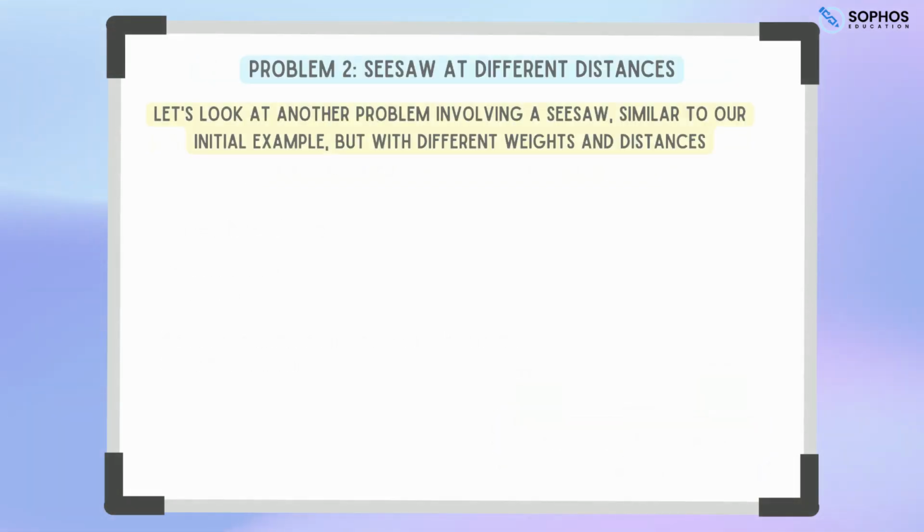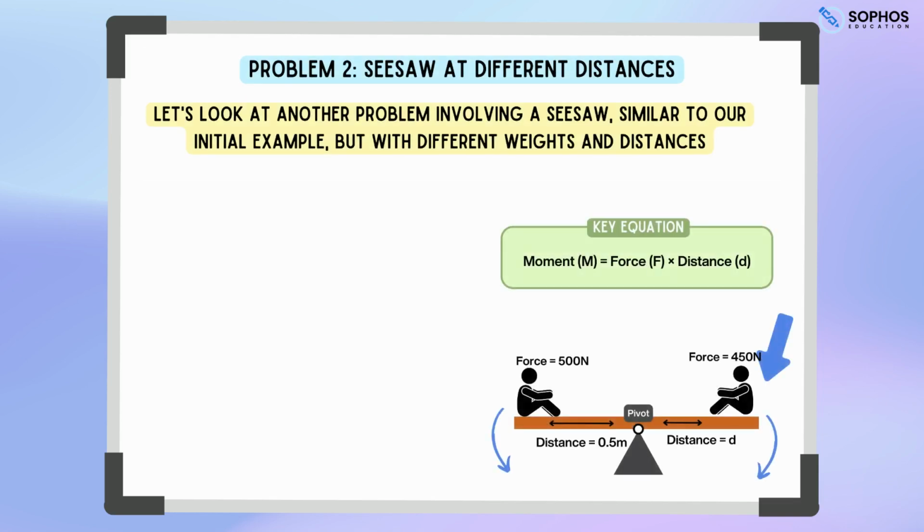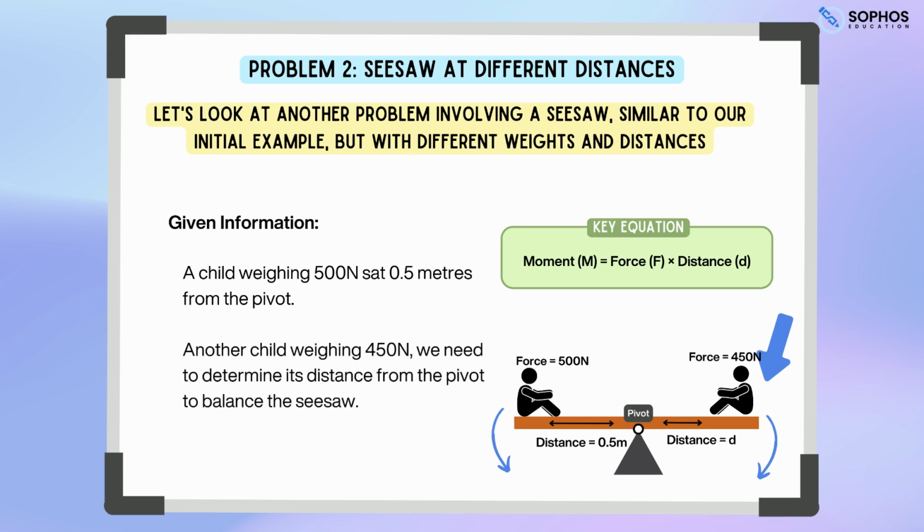Let's look at another problem involving a seesaw, similar to our initial example, but with different weights and distances. So looking at the given information, we have a child weighing 500 newtons sat 0.5 meters from the pivot. We also have another child weighing 450 newtons. We need to determine its distance from the pivot to balance the seesaw.